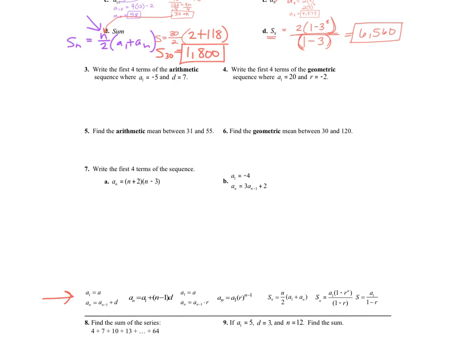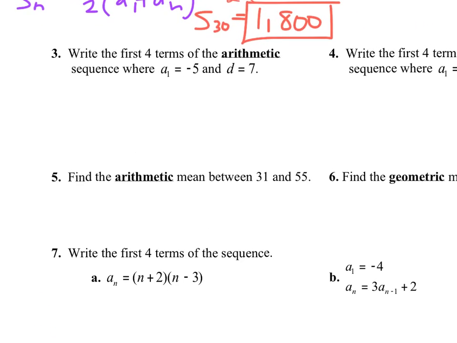Notice here's all your formulas again, so you don't have to keep jumping up to the top if you want to start looking down at the bottom. This one says write the first 4 terms of the arithmetic sequence where a sub 1 is -5 and your common difference is 7. Guys, you don't even need a formula for this.